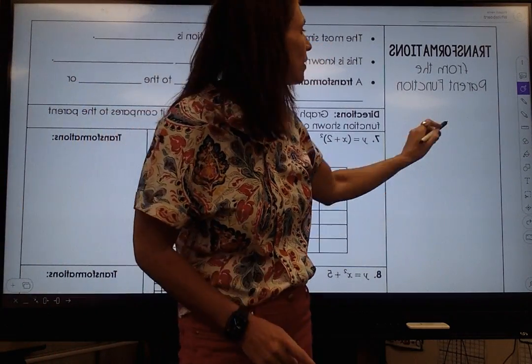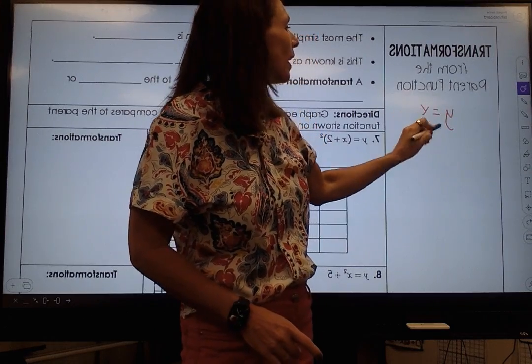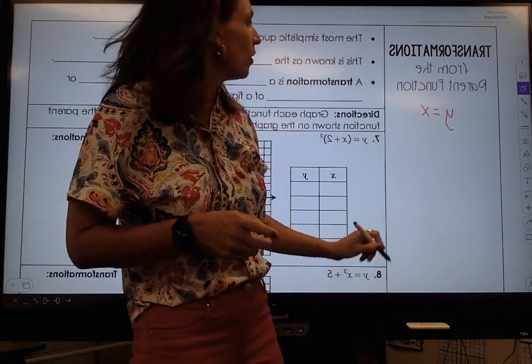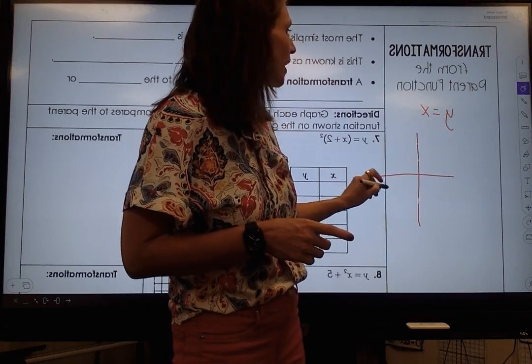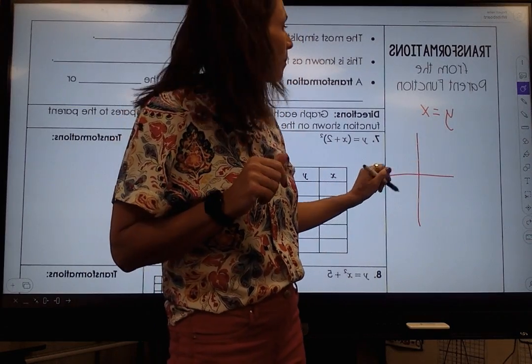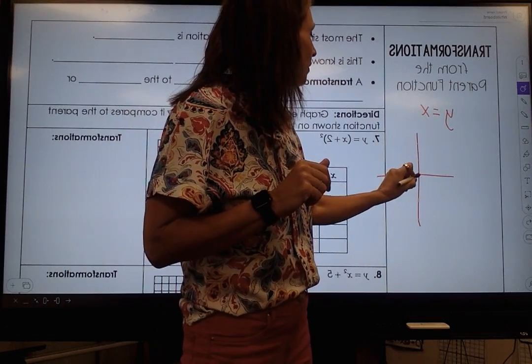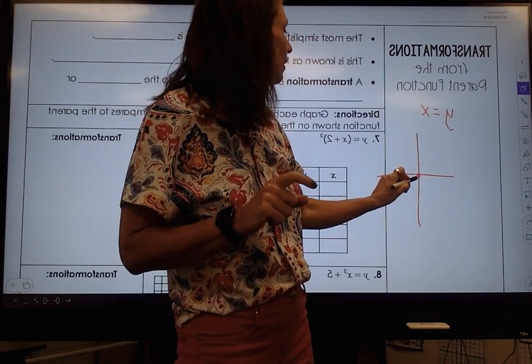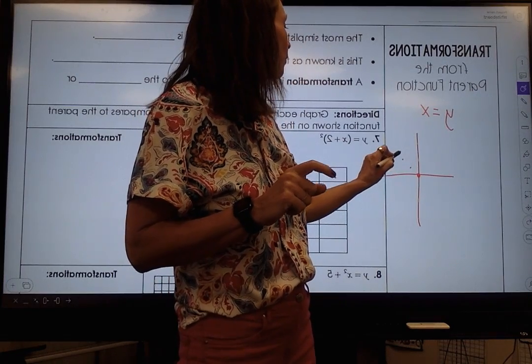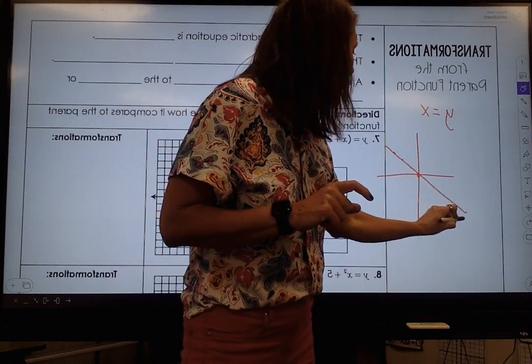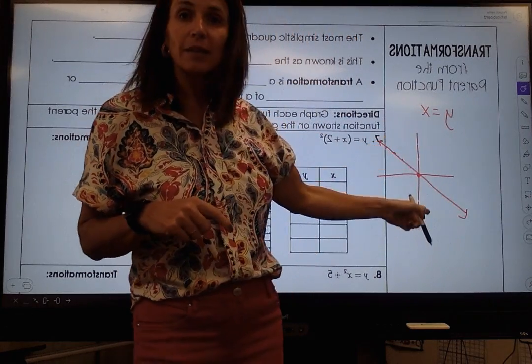In linear equations, we said if you graphed y equals x, notice what happens. In y equals x, my beginning point is 0, and my slope is 1. So that means I go up 1 over 1, up 1 over 1, up 1 over 1, and then I can graph it. And it graphs a line because that's linear.